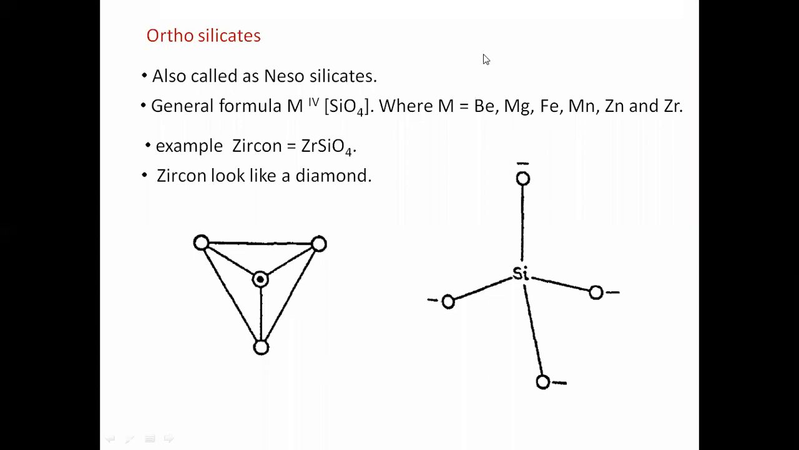Here you write the minus charge on each oxygen. This is the example of orthosilicate. Be clear with the principle. Why minus charge? Because each has only one bond. Don't get confused: this is not a bond. We have just shown the boundary here to show the geometry. The bond is only one. Hope you understand how to represent the orthosilicate.